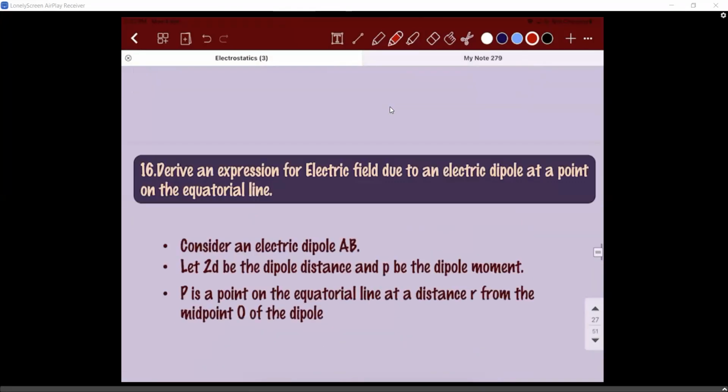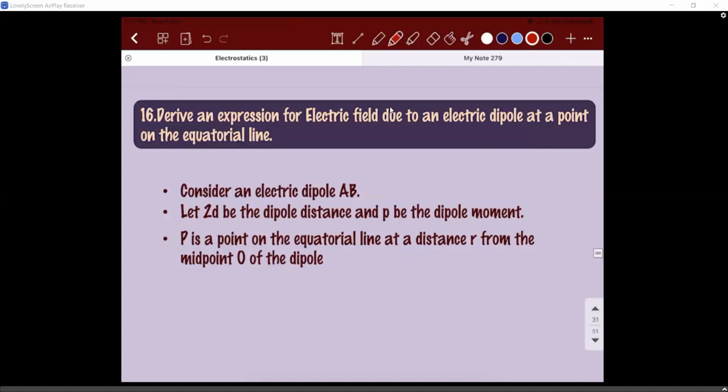Okay. So the next heading that you need to write down is derive. That is, we are going to derive the expression due to the same electric dipole, but instead of the axial point, we are going to derive it at the equatorial point. I would not say along, I would say at. Whenever we use the word point, we need to use the word at. When you're using a line, you call it along.